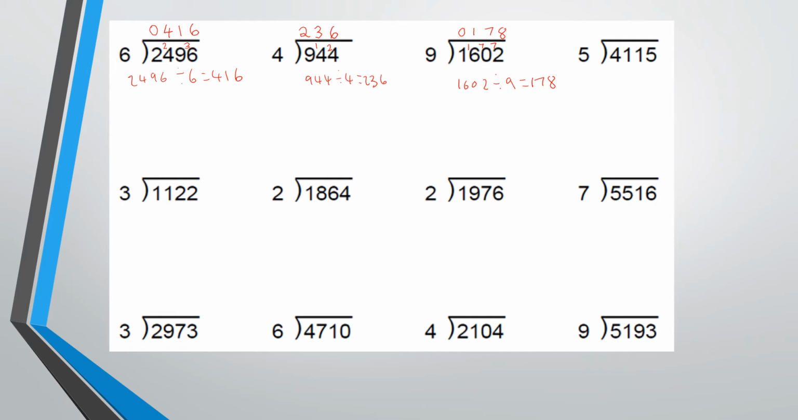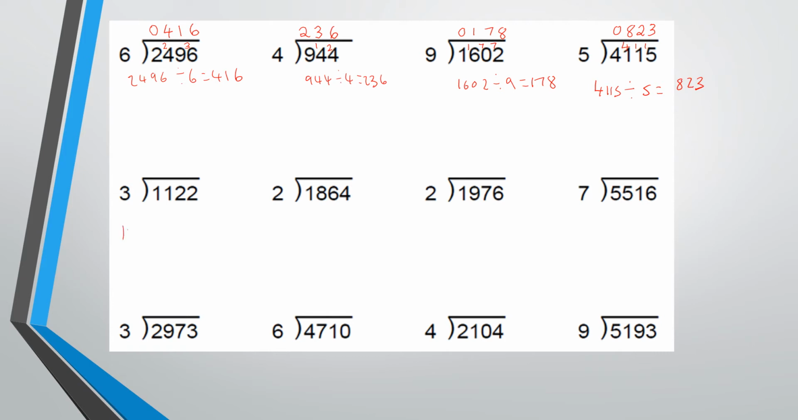Next one, we're looking at 4115 divided by 5. So 5 will go into 4 0 times, so carry the 4 over. 5 into 41, 8 with 1 left. 5 into 11 twice with 1 left. 5 into 15, 3.